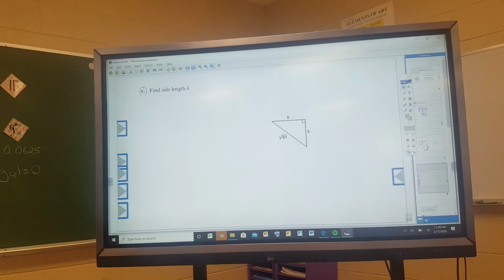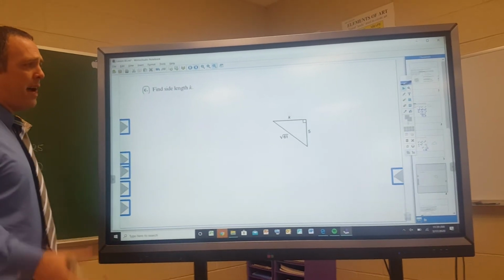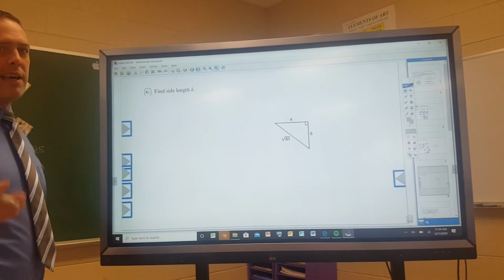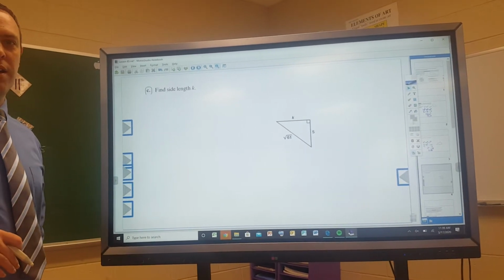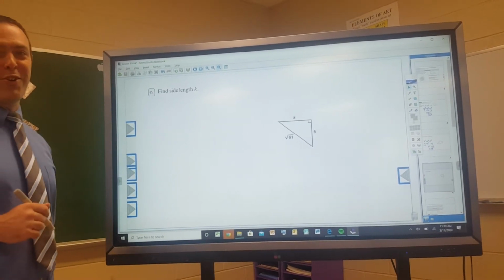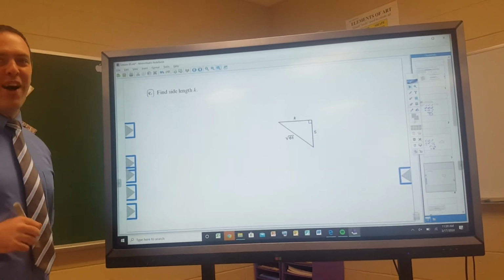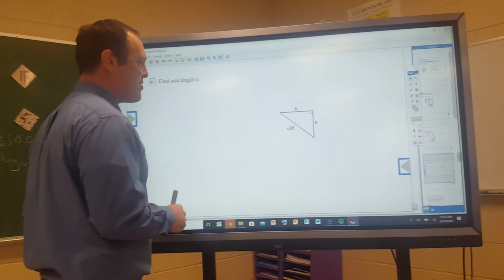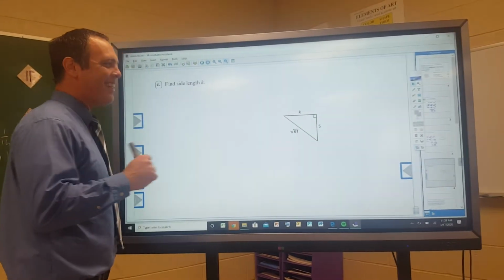All right, another setup. What is the hypotenuse? Which one is going to be the one by itself? Yes, you answered correctly. Square root of 61. Good job. So square root of 61 is going to be by itself.